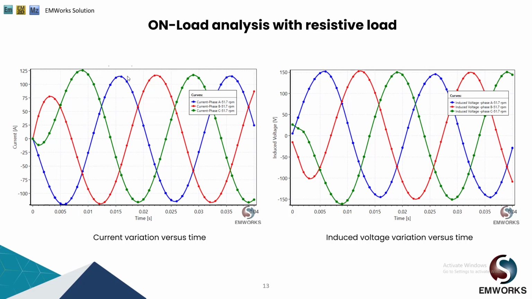The current generated by this generator is purely sinusoidal in nature because of its high slot and pole number design. On the right hand side, we have the terminal voltage of the generator, which is obviously lesser than the back EMF generated, as we have a drop across the stator winding.